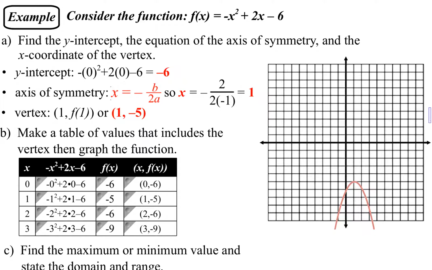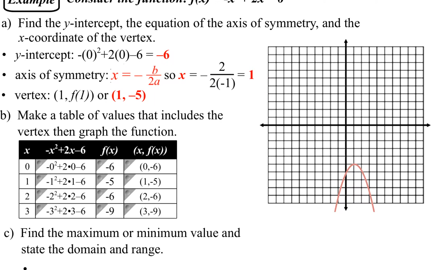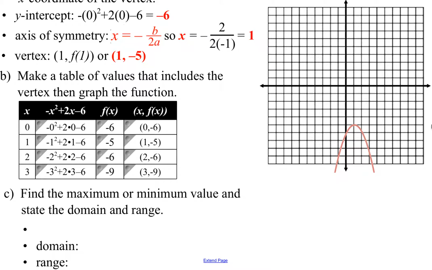So our last question on this slide says find the maximum or minimum value and state the domain and the range. Well, it looks like because it opens down, we have a maximum value. What is the y-coordinate at that vertex? Well, we already calculated that. The y-coordinate at the vertex is negative 5. Okay, so we already know it has a maximum, and that value is negative 5. It's never going to get any bigger than that.